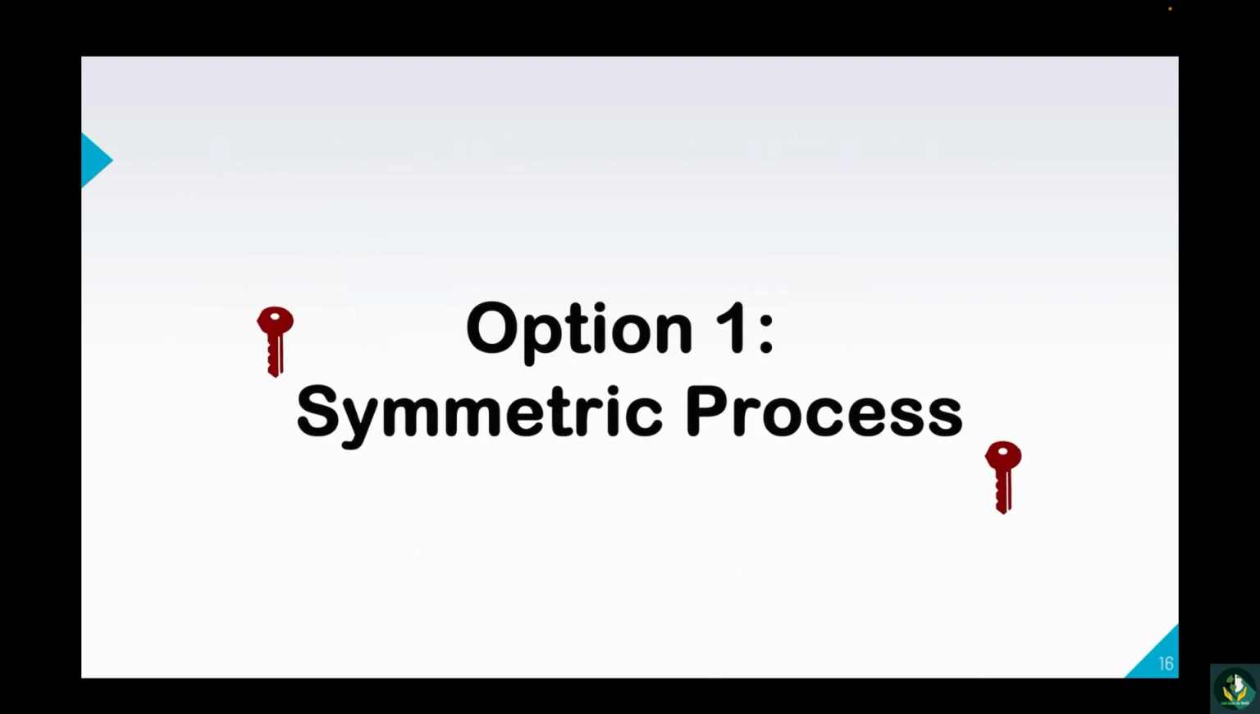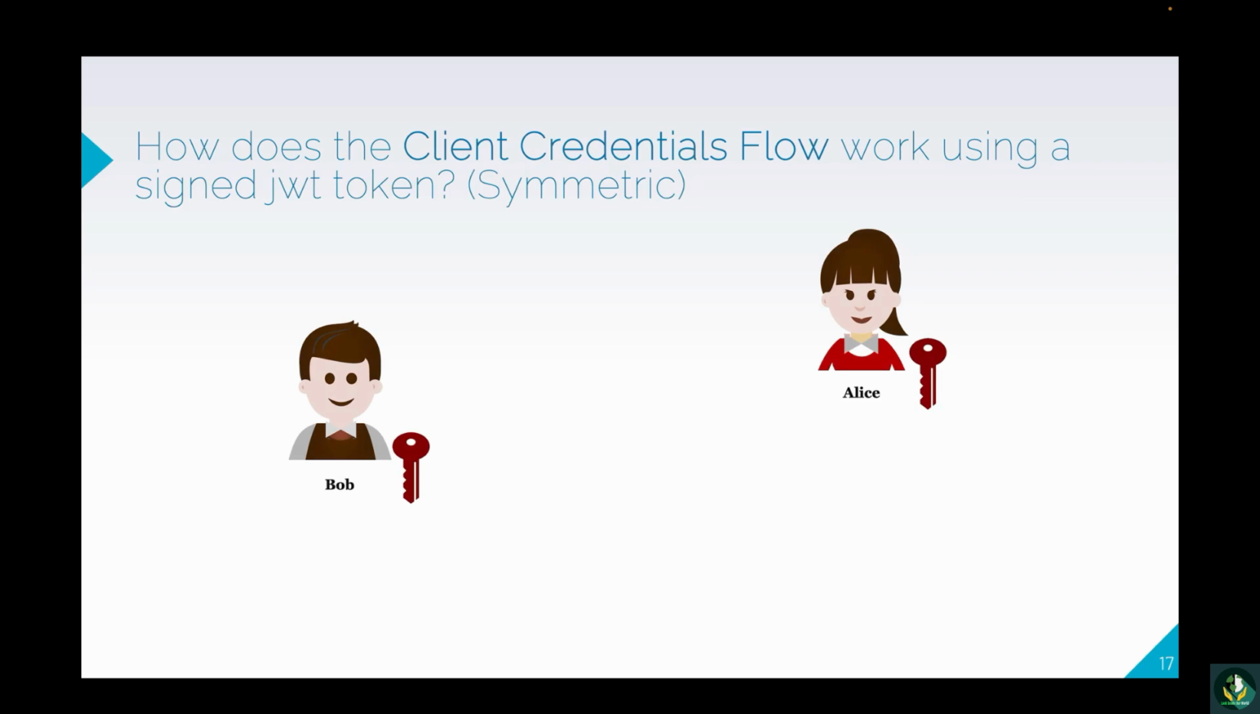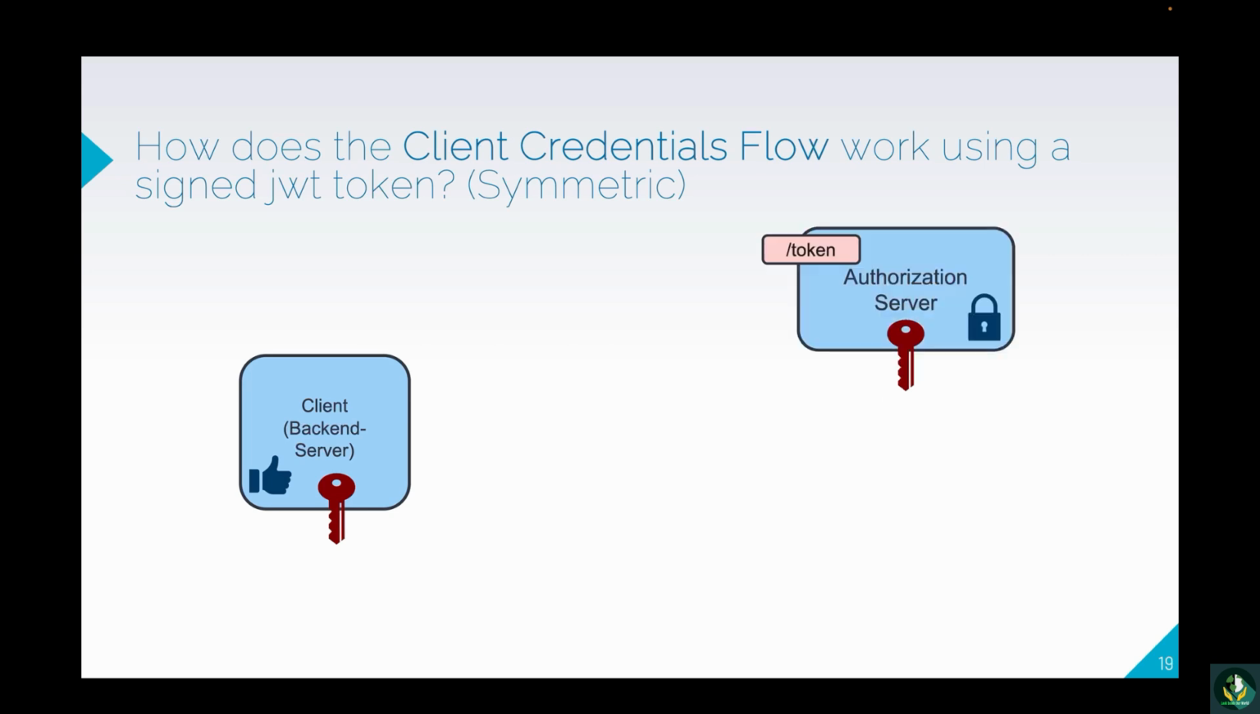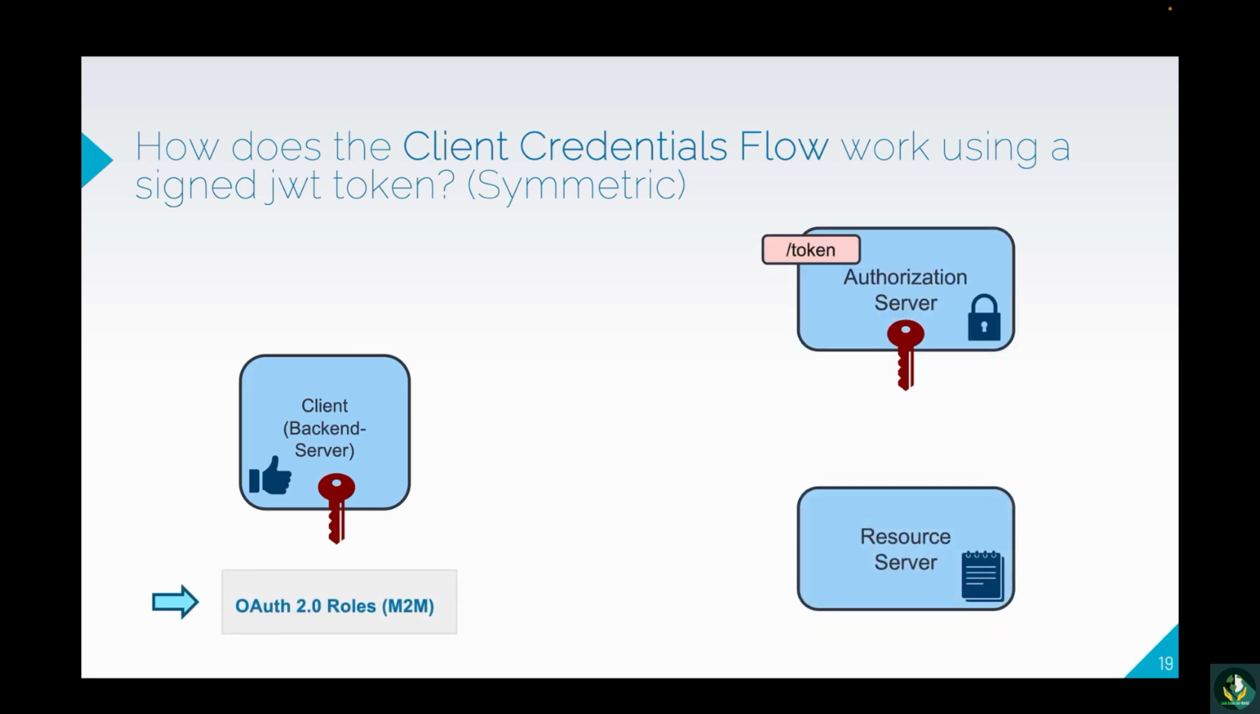Let's start with the JWT bearer assertion using symmetric signing. Again here, we have Bob and Alice, who both securely stored the shared secret. Bob represents the OAuth 2 client and Alice is the OAuth 2 authorization server. Additionally, we include the resource server to cover all the OAuth 2 roles for the machine-to-machine client credentials flow. Here is how the flow works.